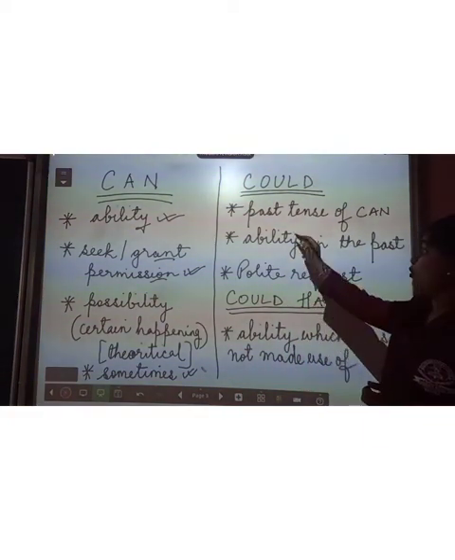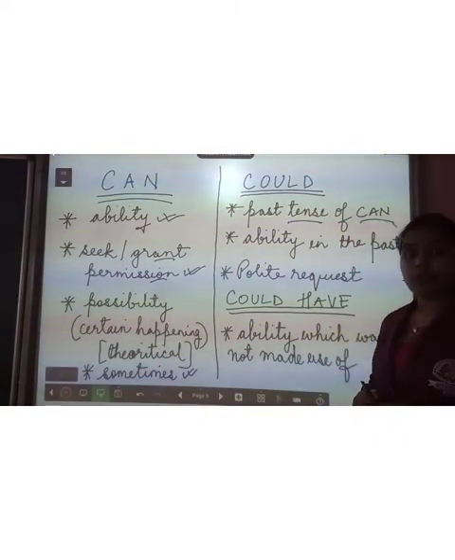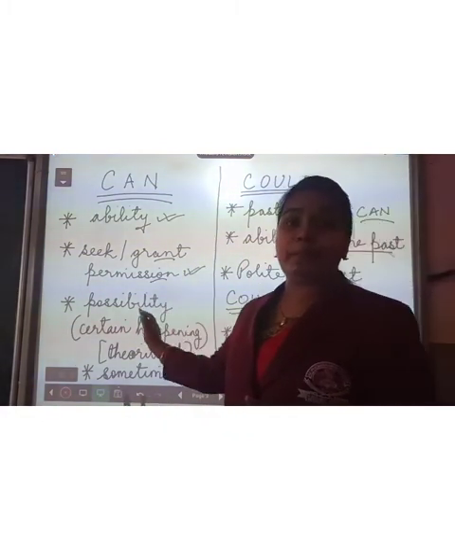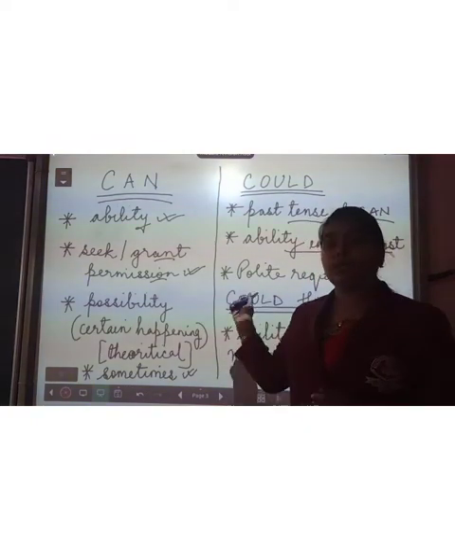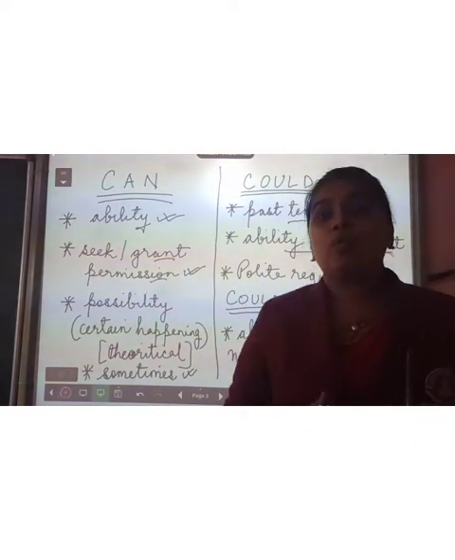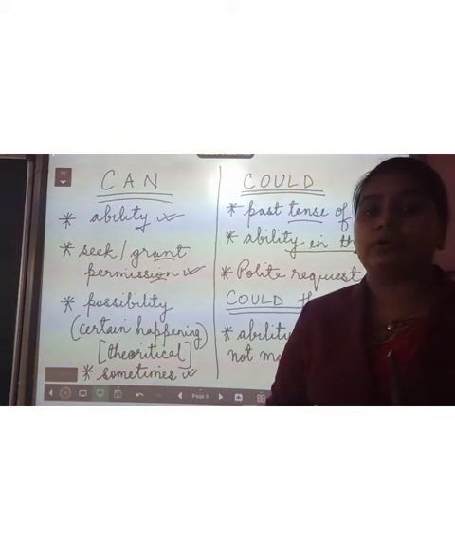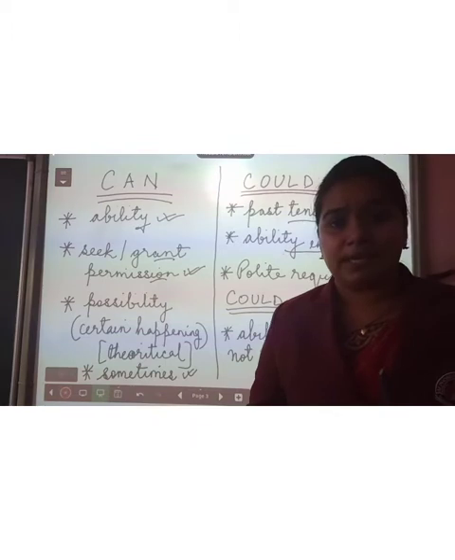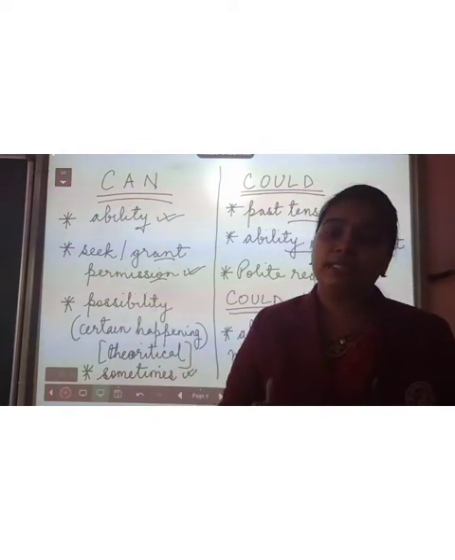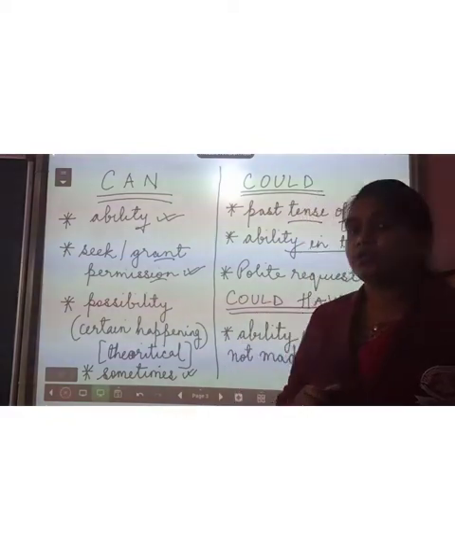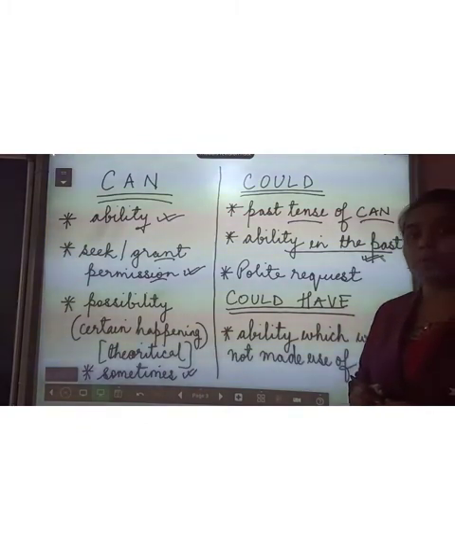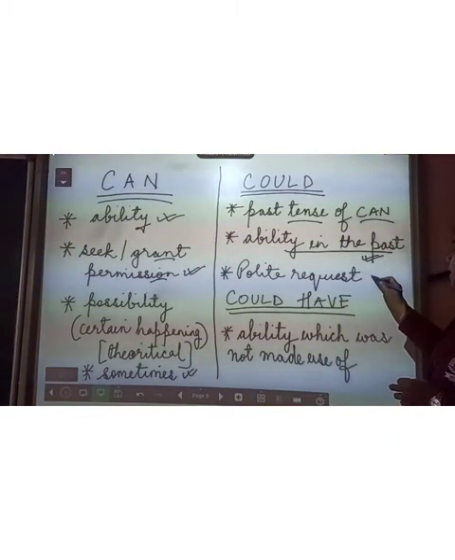Could, as I have told you, is the past form of can. So here it expresses the ability in the past. Can is expressing the ability in the present or in the future, but here could is used to express ability in the past. That means what a person or a thing was capable of doing in the past. Example, he could swim when he was young. So in the past he had the ability to swim when he was young. So we are using the modal verb could in this way to express ability in the past. Next, polite request.